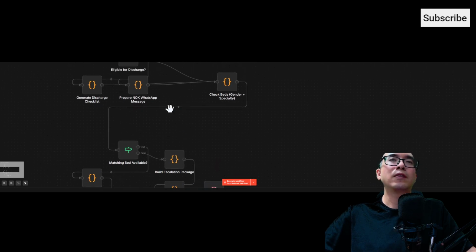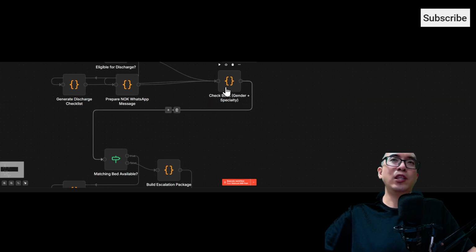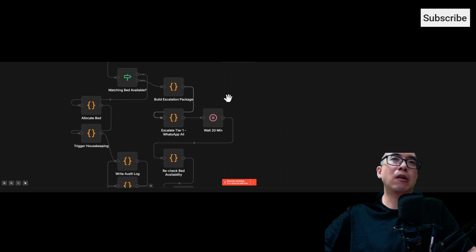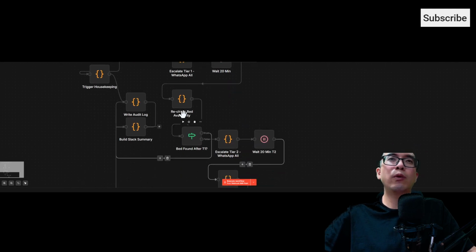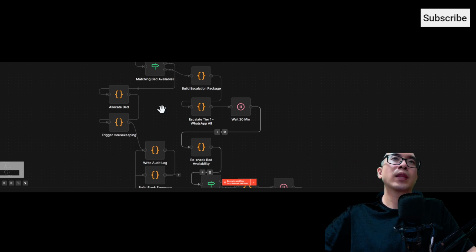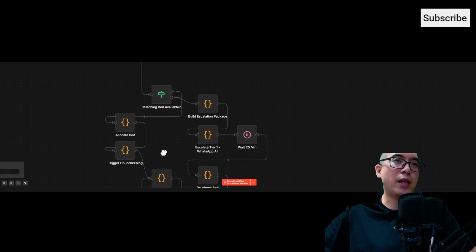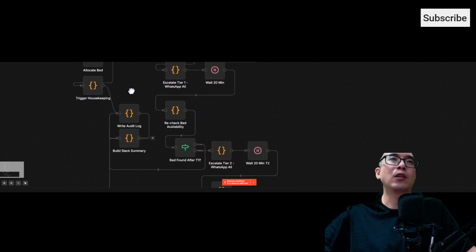Next comes the fine tuning of how to allocate the bed, matching the bed to the patient, especially when there is an issue matching because of gender, different ward specifications, and different paying class. This flow also shines in its escalation process, where it escalates to tier 1, tier 2, tier 3, all the way until a bed can be found. Once the bed is found, we have the allocation process as well as the housekeeping efforts to wrap things up.